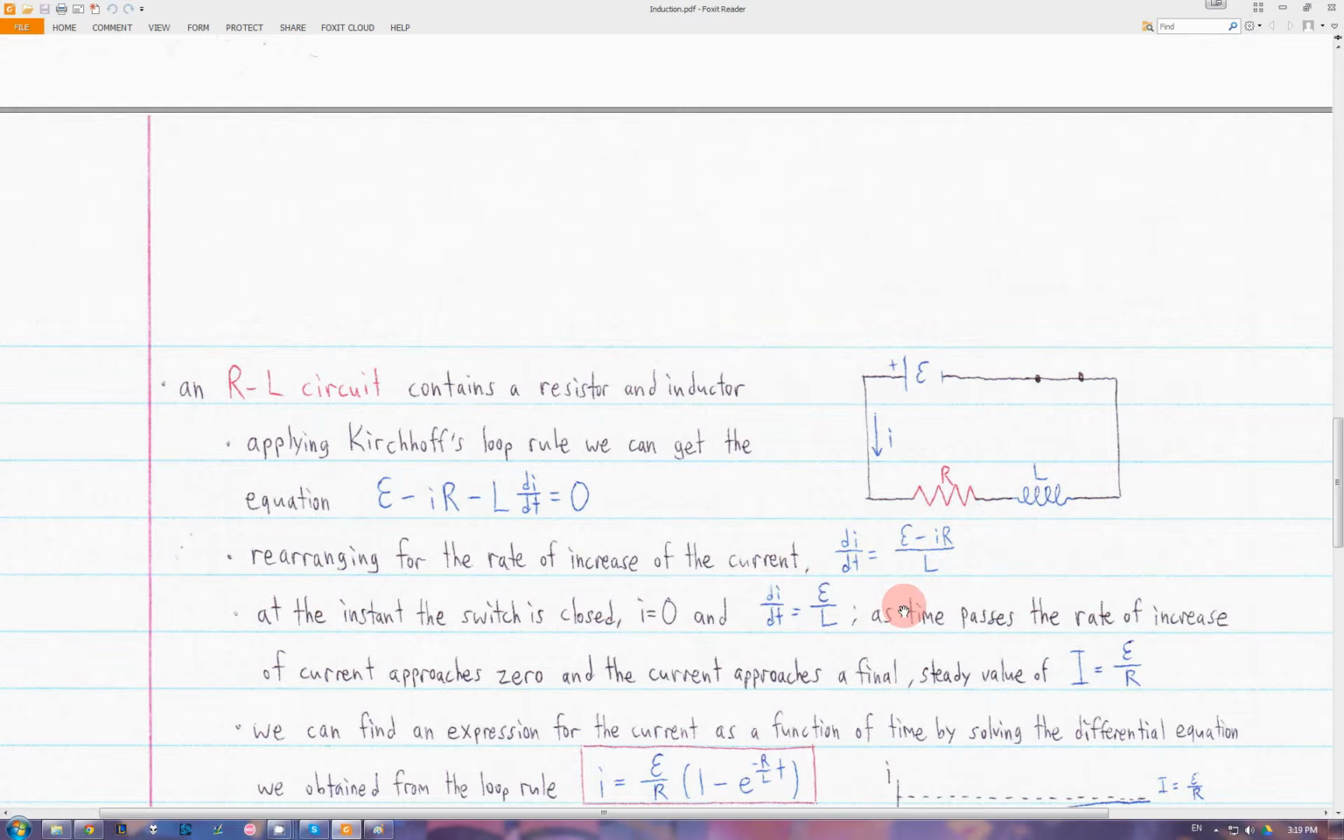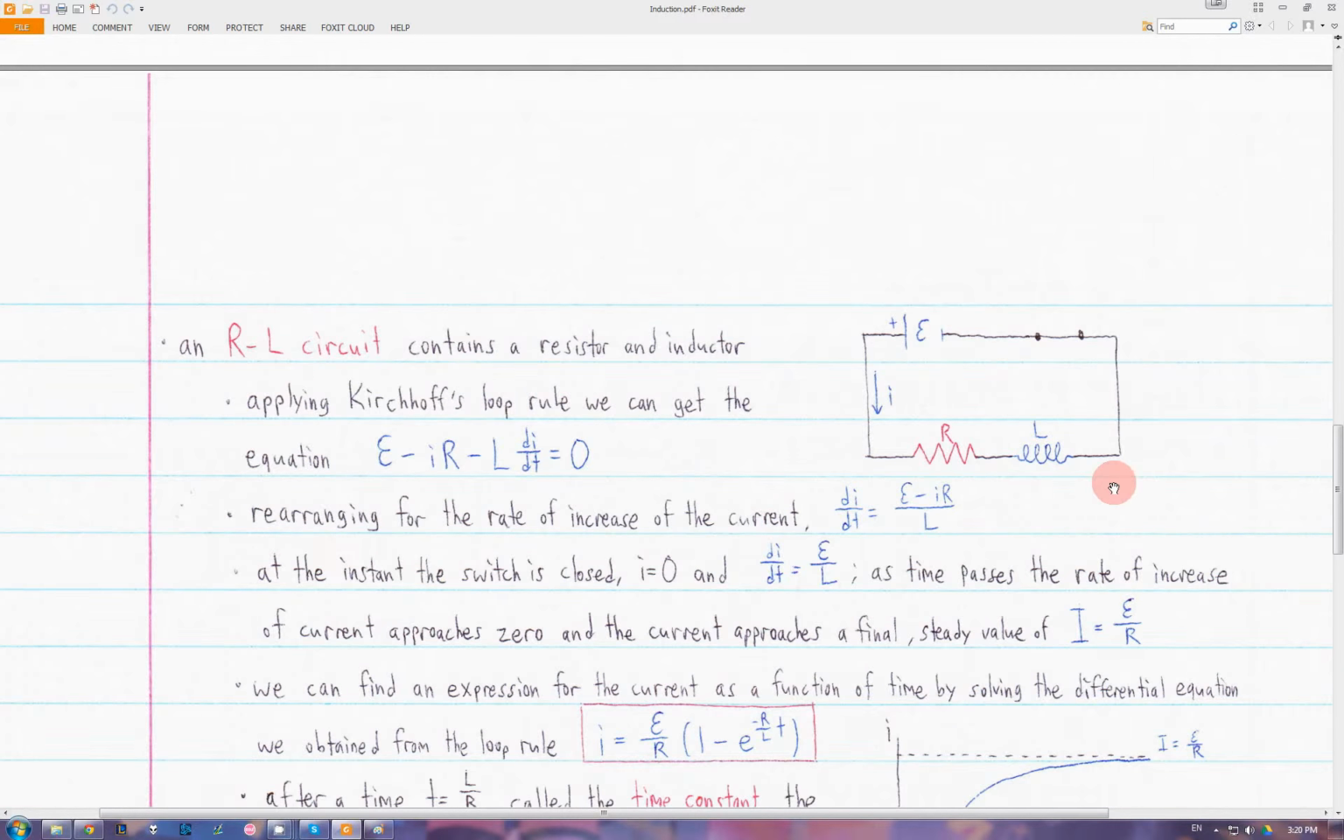As time passes, the current is going to gradually increase until the current reaches a constant value, which means di dt is equal to 0. At this point, the maximum value of the current is just the EMF divided by the resistance, because we know when di dt equals 0, there's no potential difference across the inductor.